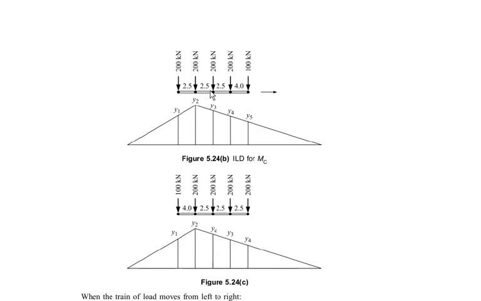Distances are given. So when the loads move from left to right, this will be the loads, and when the loads are moving from right to left, again the 100 kilonewton will be the leading one. So these are the two cases we have to find the bending moment at C, maximum bending moment at C. In both the cases, when the load is moving from left to right, and when the load is moving from right to left, we have to calculate the value of maximum bending moment at C.